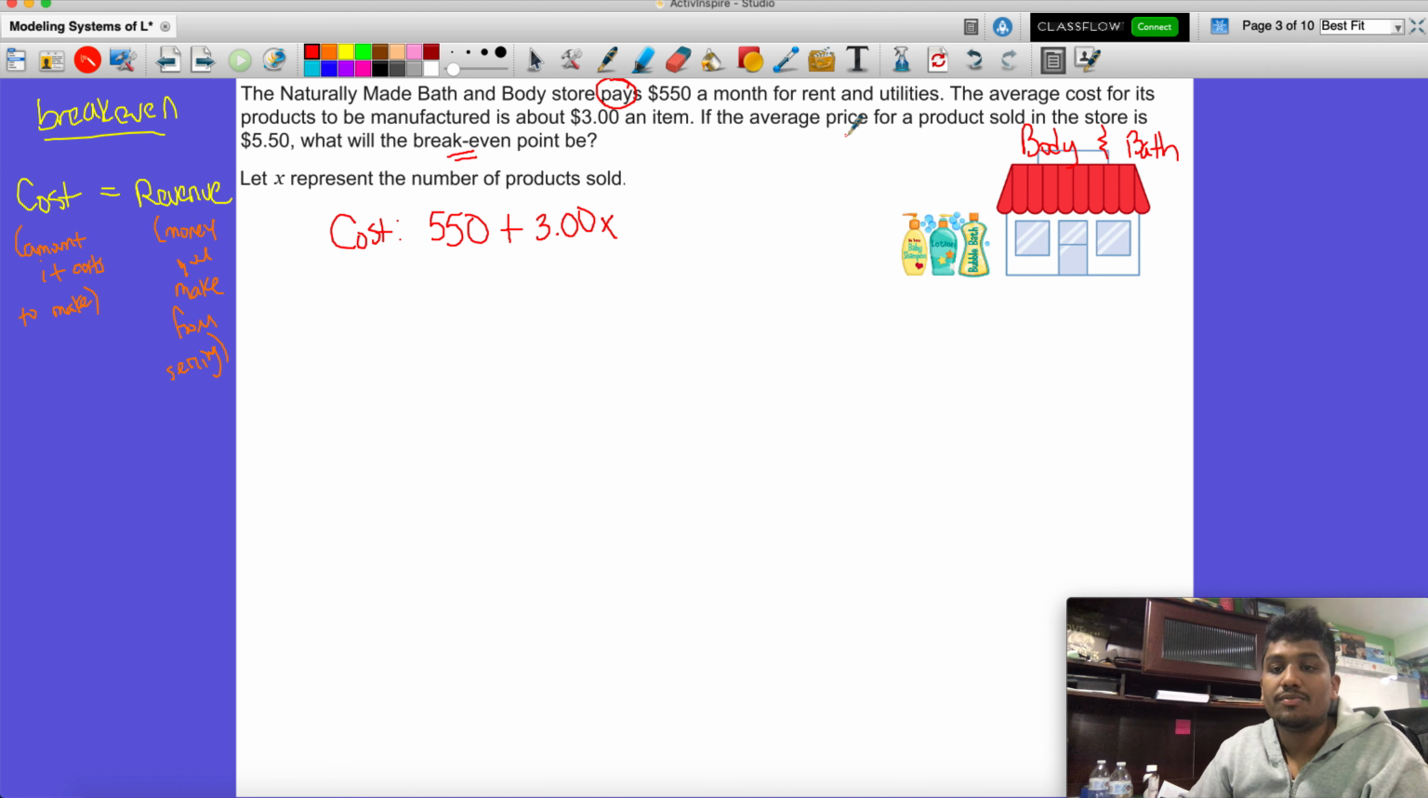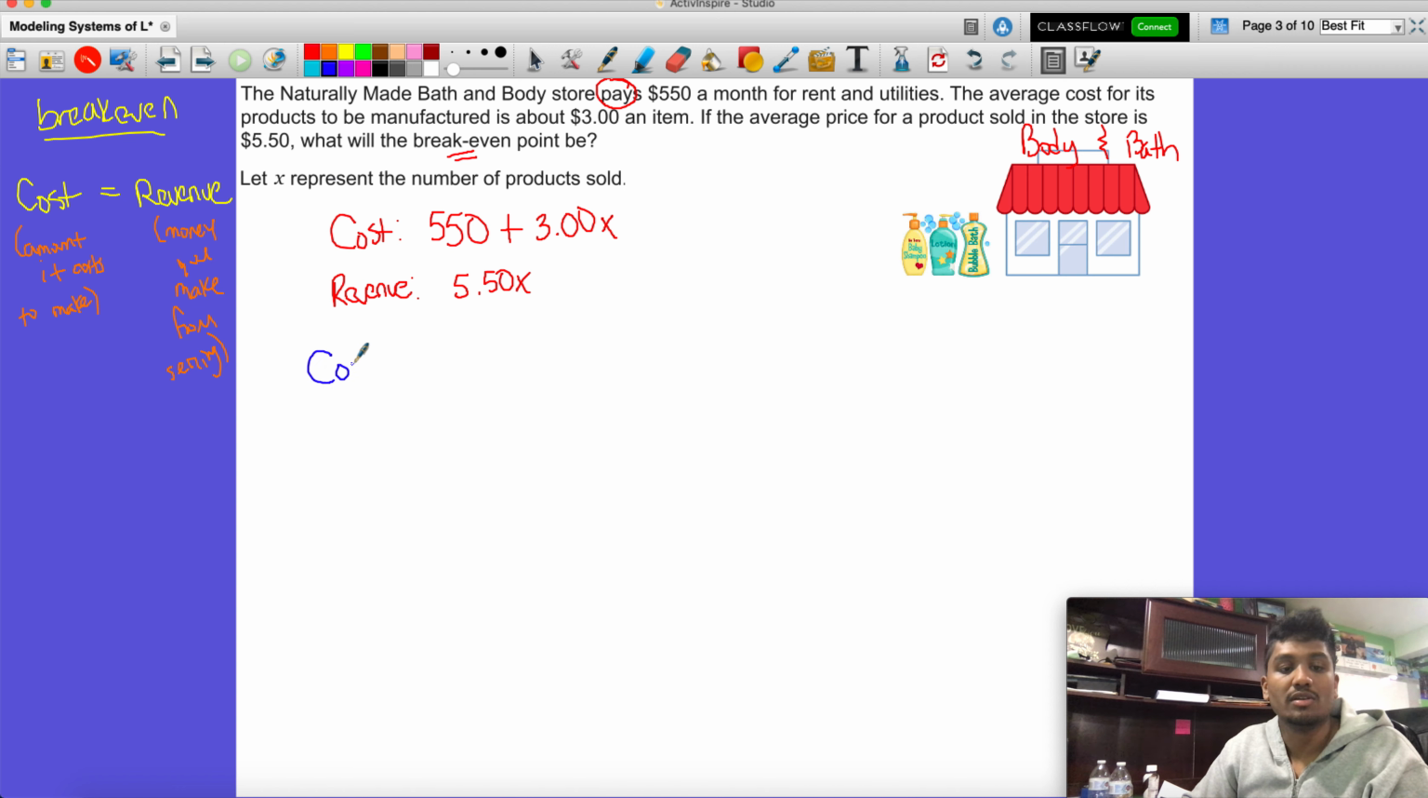Then it says the average price of the product sold. This is the money they're going to make, the revenue, which is $5.50 per item. That represents one of them. To represent a bunch of them, we're going to put 5.50x. And the question is, when do they break even?